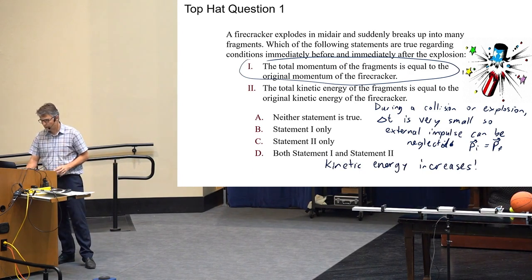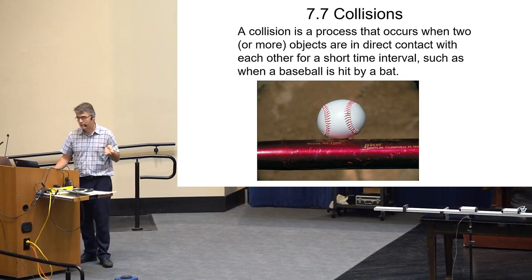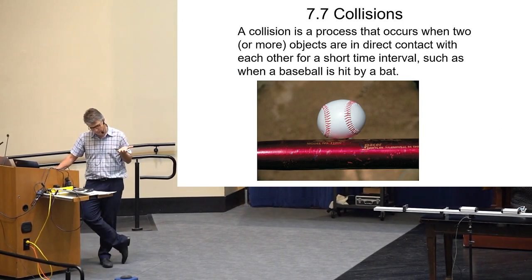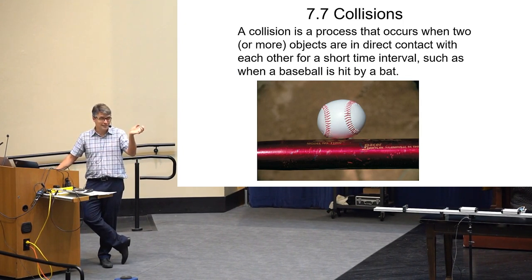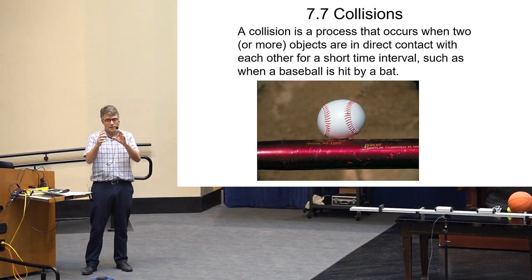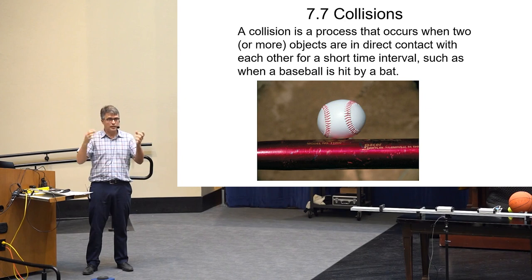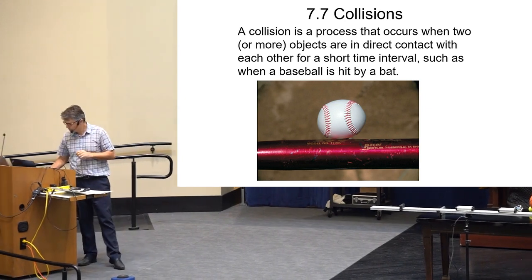Okay. So a collision is a process that occurs when two or more objects are in direct contact with each other for a short time interval, such as a baseball being hit by a bat. So you just hear a little click, but it must take some little interval delta t, which is small. And during that time, there are very, very large forces between the two objects. But if you define the system as being both objects, both the bat and the ball, then those are internal forces, so there's no external impulse from either force.